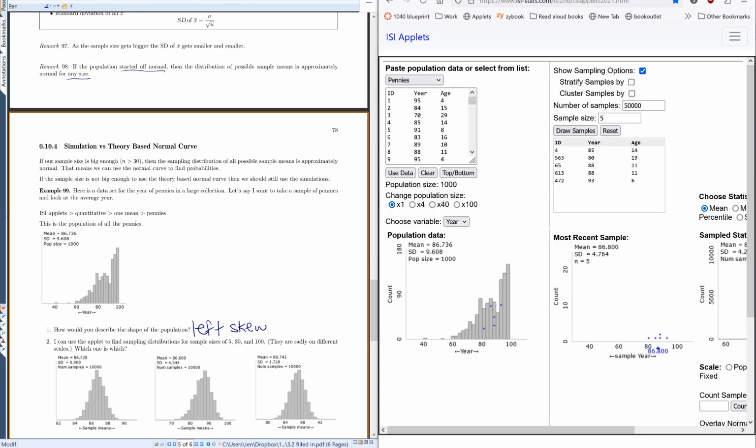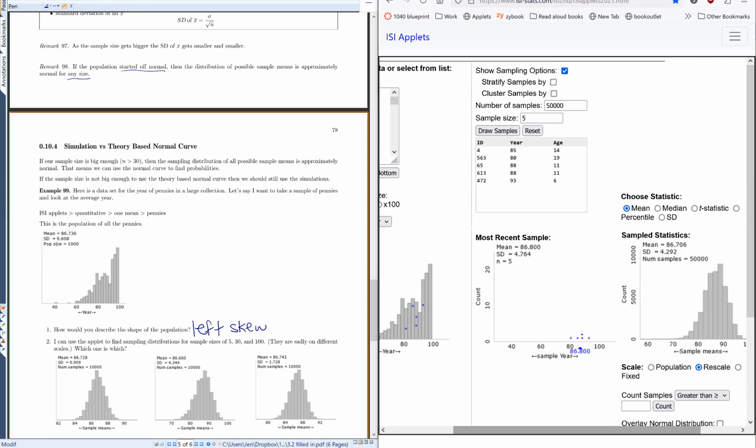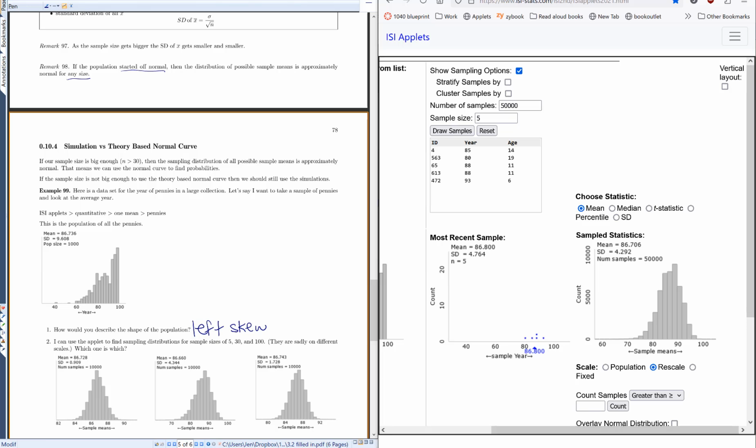Remember, these little blue dots are just your individual samples, so you need to go over until you get to your sample statistics. So notice when I do a sample size of 5, I'm still skewed. That makes sense from what we just learned, right? When my population was skewed and I take my sample means, if I have a small sample, it's still going to look kind of skewed.